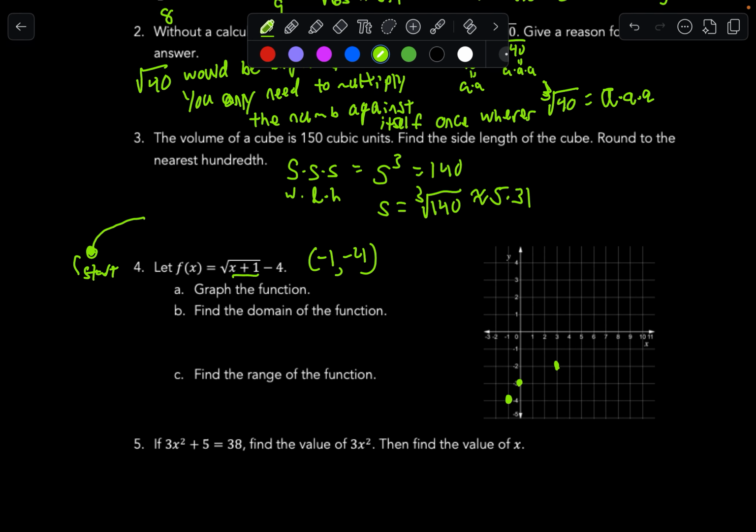There's another point. And then likewise, if we go over 9: 1, 2, 3, 4, 5, 6, 7, 8, 9. The square root of 9 is 3. You go up 3, and there's another point, and here's your graph.